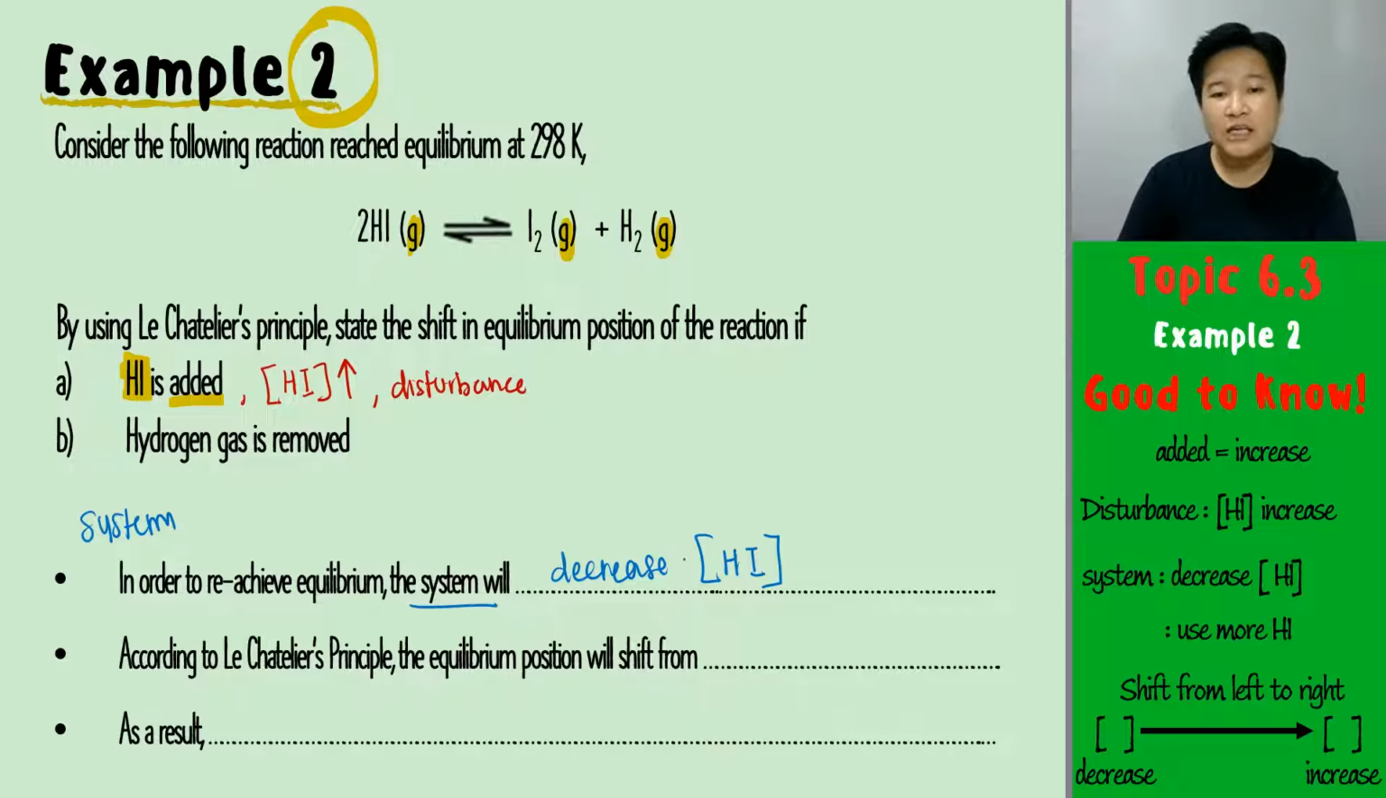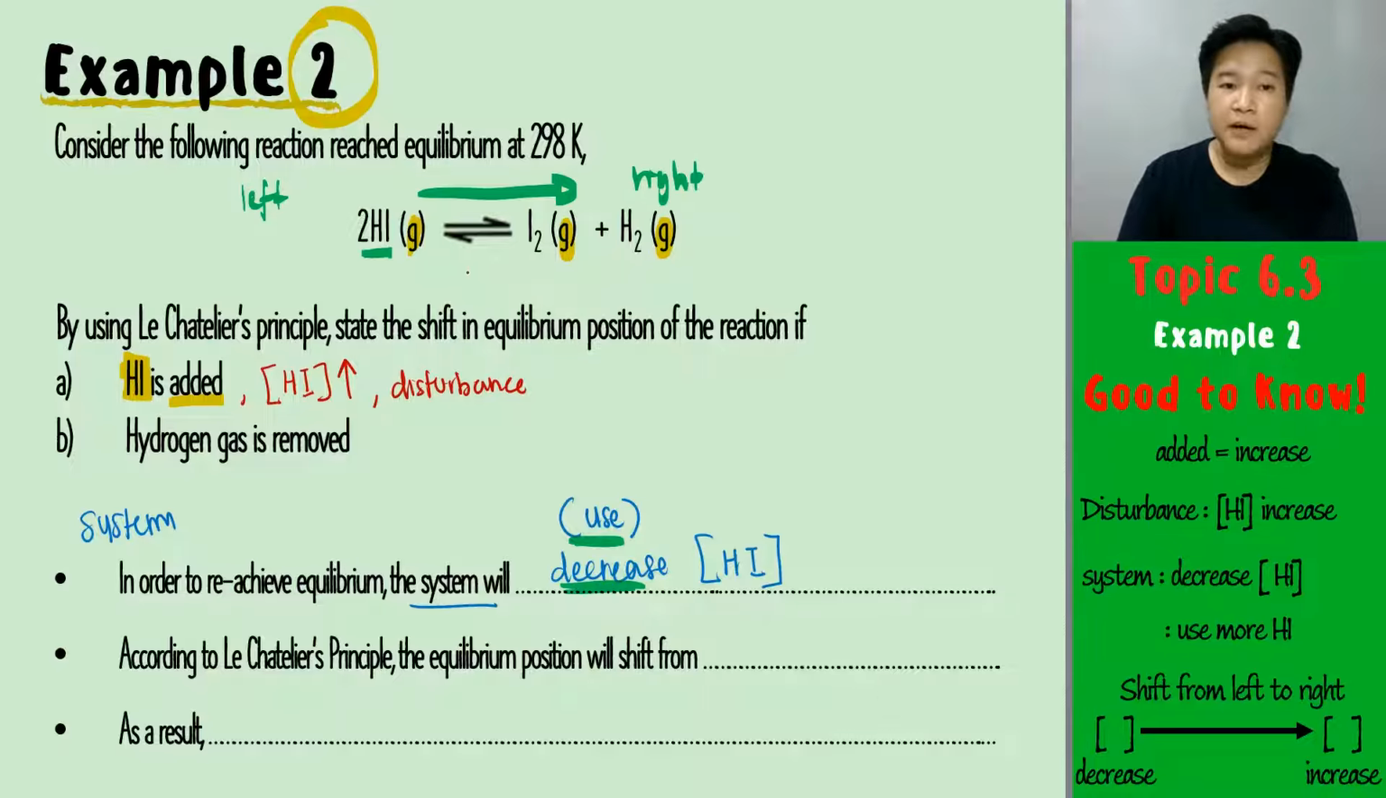Your system will try to decrease the concentration of HI so that we can re-achieve the equilibrium. And how can I decrease the HI? Decrease the HI means I need to use the HI, right? And how do I use the HI? Simple. That is my HI. We need to use the HI to decrease the HI. Therefore, your equilibrium position must be shifting from the left over here to the right. Okay? Bear that in mind, the left-right that we mean is before and after the arrow. So your equilibrium position right now will shift from the left to the right.